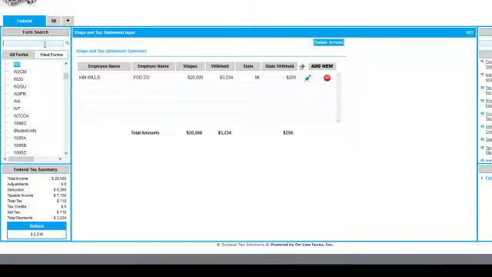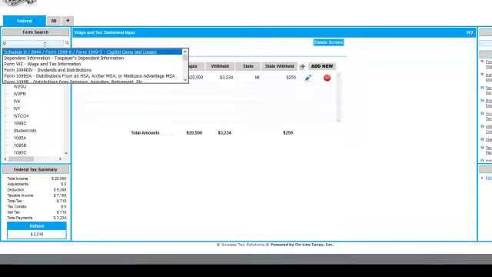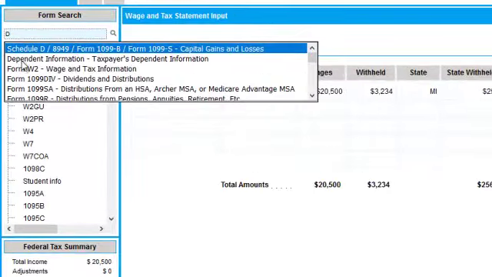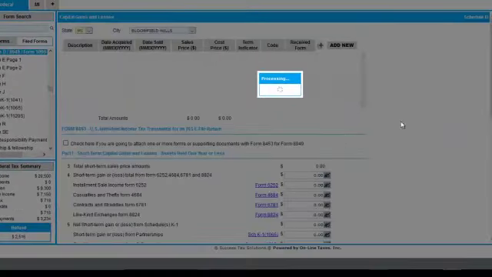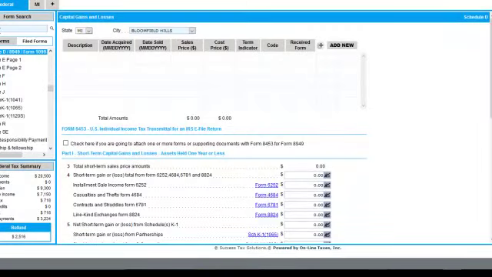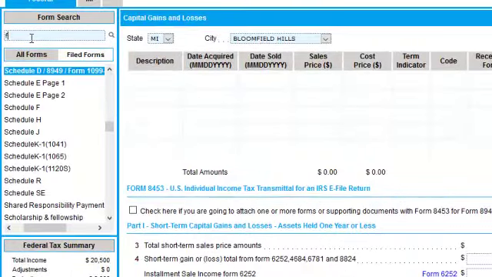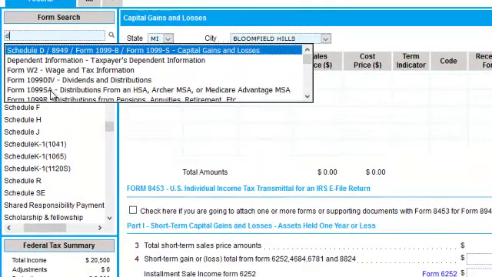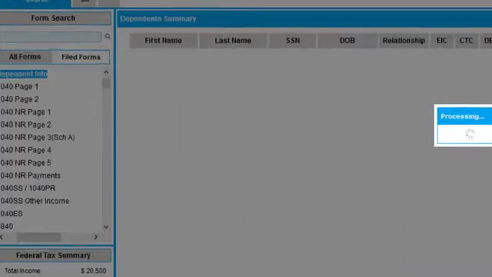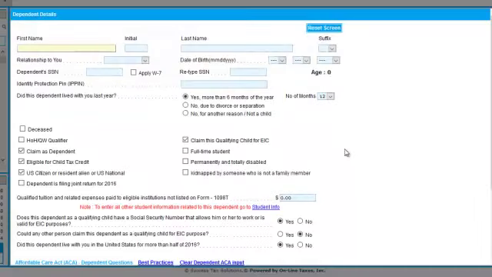She has a dependent. We're going to put in D. We would have put DEP and spelled out dependent, but it comes up, and we're going to put down dependent information. I think I clicked on the wrong one. I did. Let's do that again. D, and dependent information comes up. Same case as before, either to add new or hit the plus sign. You put the person's name in.